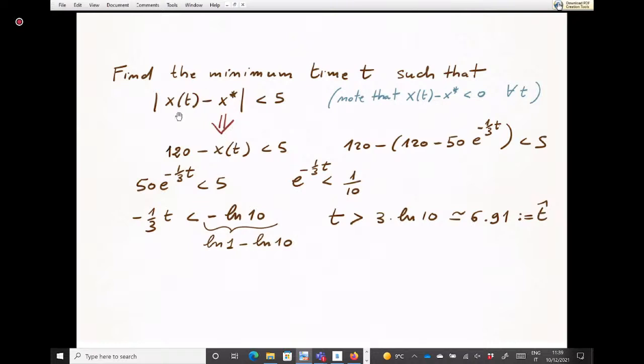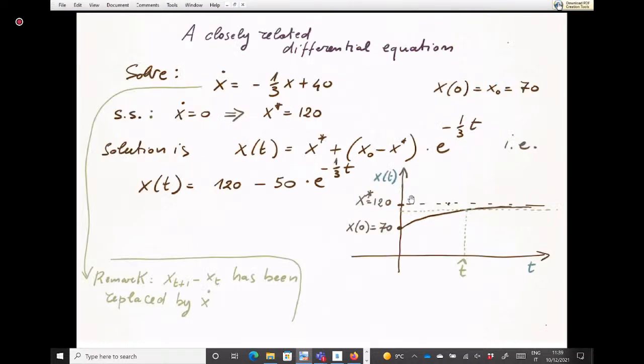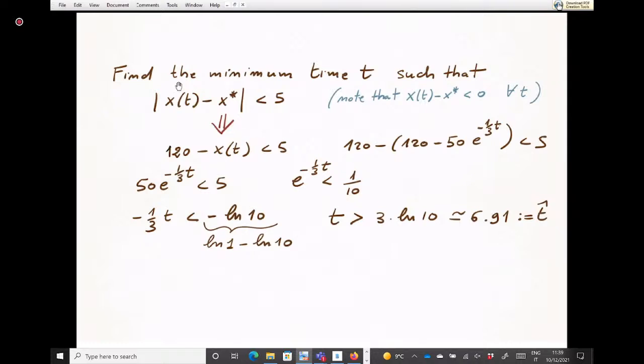Okay, so the difference between the variable and the steady state will always be negative in our model because the variable remains below its steady state level. So the modulus of the deviation will be basically the steady state minus the value of the variable, okay? We want it to be less than 5. So we replace here the solution, 120 minus 50 exponential minus 130. We want this expression to be less than 5.